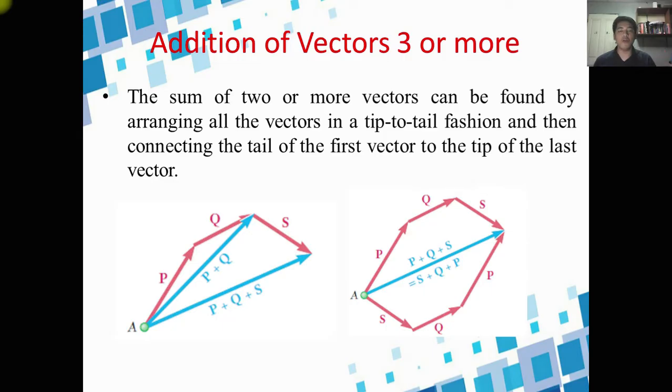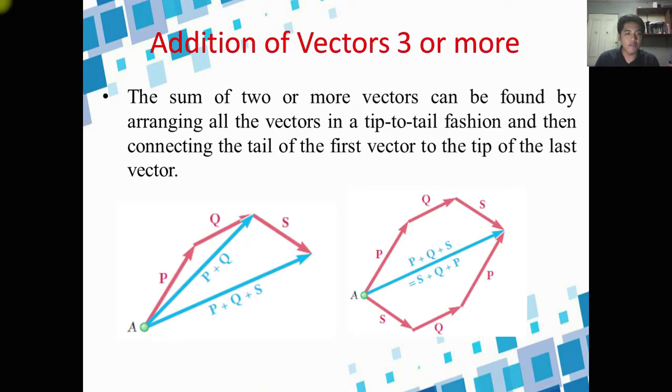The sum of two or more vectors can be found by arranging all vectors in a tip-to-tail fashion and then connecting the tail of the first vector to the tip of the last vector. For example, we now have three vectors P, Q, and S. If we wish to find the vector addition of P, Q, and S, with Q acting here and S acting here on the same particle, we can get the sum of the forces acting on this particle by the tip-to-tail method.